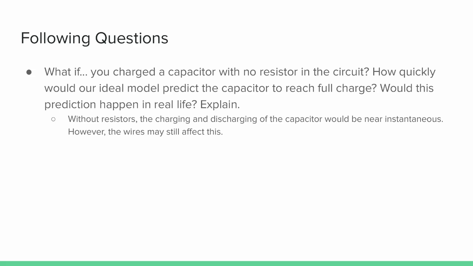Without resistors, the charging and discharging of the capacitor would be instantaneous, as current would be free to flow without any inhibitors. However, resistance in the wires, as we know, still exists, and the perfect model does not take this into account. So, this would not happen in real life.